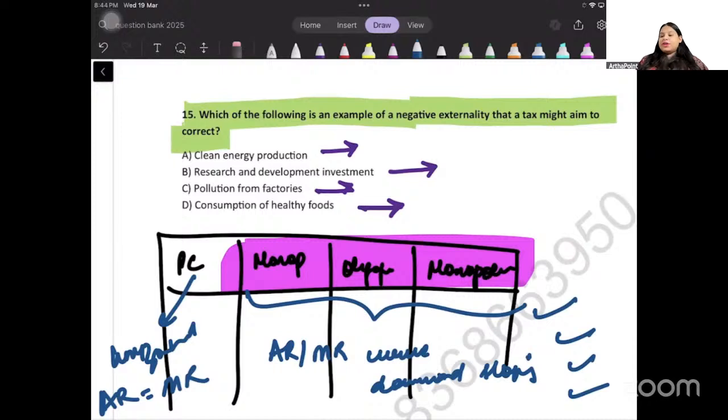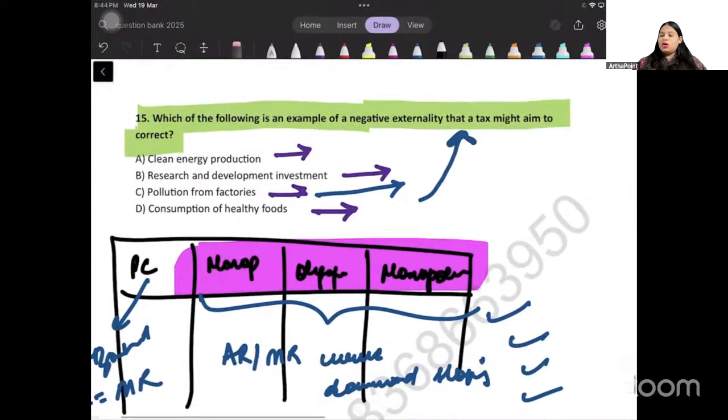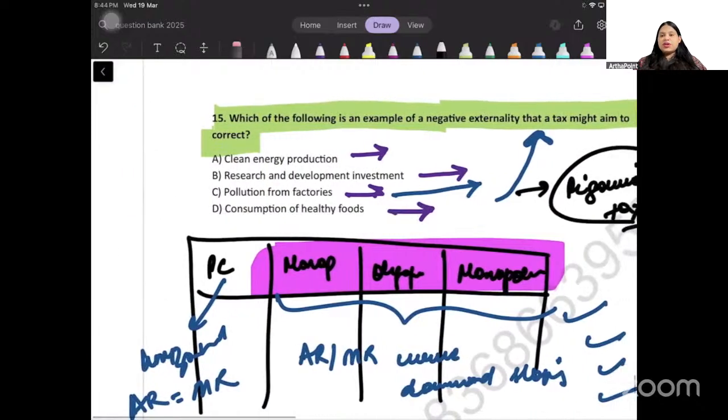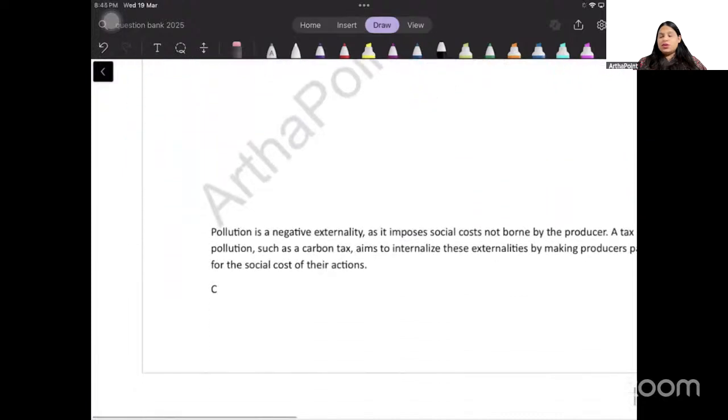All of you are correct बेटा. तो pollution from factory एक negative externality है जिसको tax correct करता है, और इसे हम क्या बोल देते हैं? What is this called? Pigovian tax, है ना? So the correct answer to this question is C. Right? So that is correct. Pigovian tax.